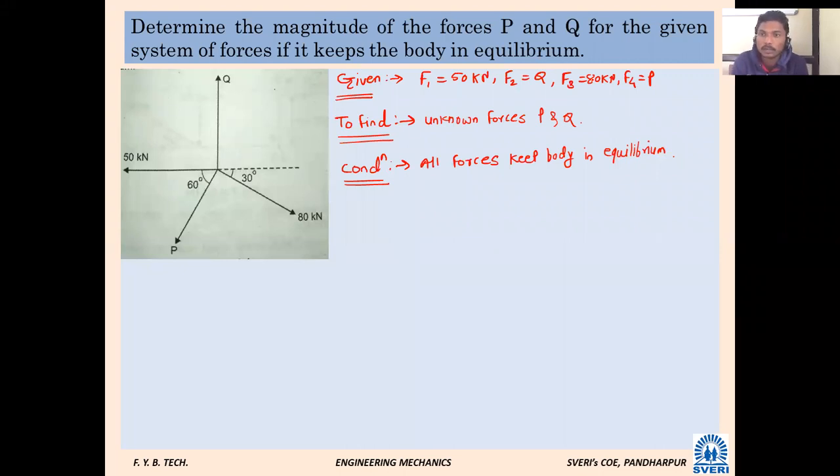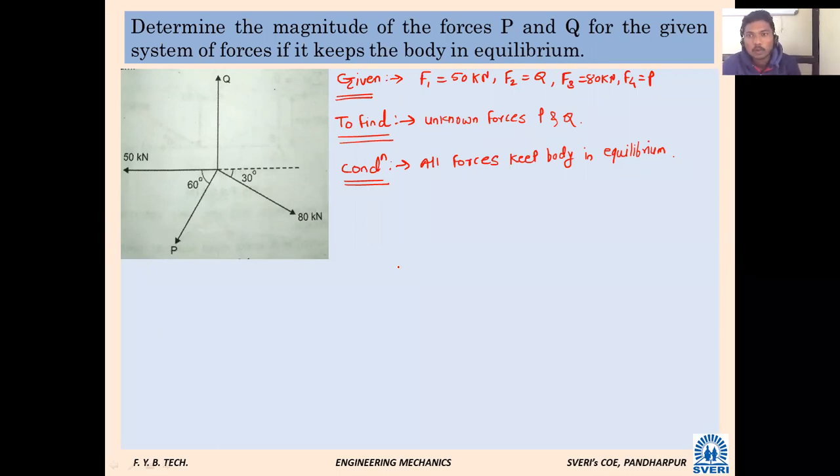How many conditions of equilibrium are there? 3. Which are they? Summation of x is equal to 0, summation of y is equal to 0. Third case, which is this? Summation of moment due to all forces is equal to 0. Very good. Summation of moment due to all the forces is also 0. Okay, so let us see one by one. Two forces are unknown. If we apply conditions of equilibrium, we will get force P and Q.